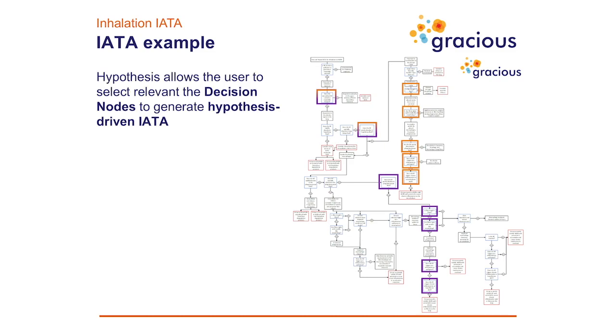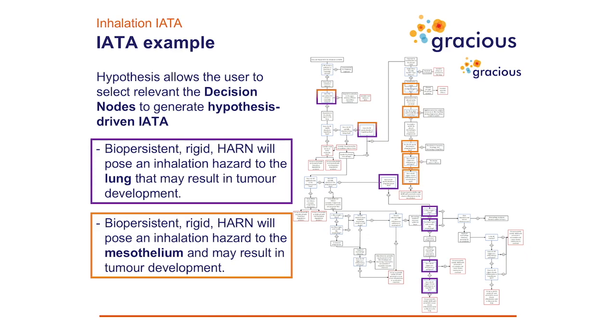Instead, what we do is we take our hypothesis. We have one in purple here, which is about high aspect ratio nanomaterials and tumour development, and another here which is about high aspect ratio materials and mesothelioma in orange.